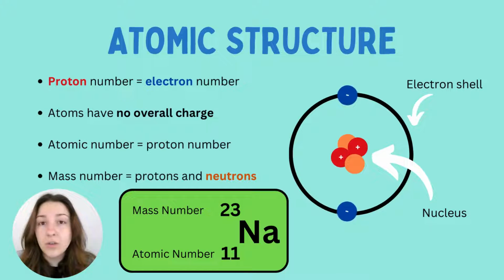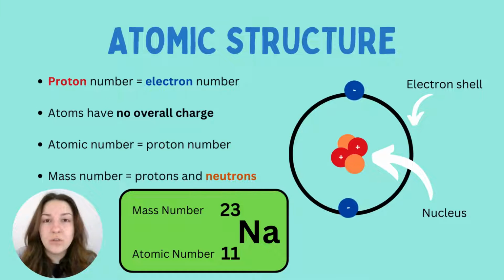So in the case of sodium, Na is the symbol for sodium. Sodium is a metal. It has a mass number of 23, so there's 23 in total protons and neutrons collectively if you add them together, and the number of protons in this case is 11. So if you wanted to work out the number of electrons, it would also be 11, as remember the number of protons and the number of electrons is equal. They are balanced in that sense.